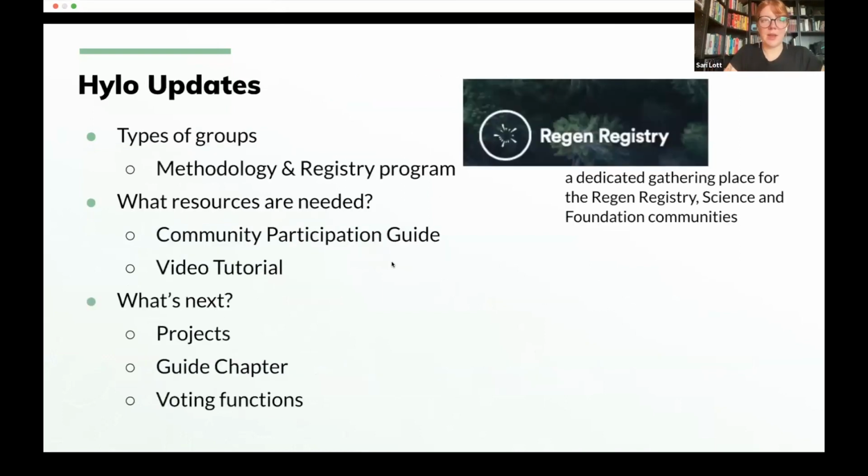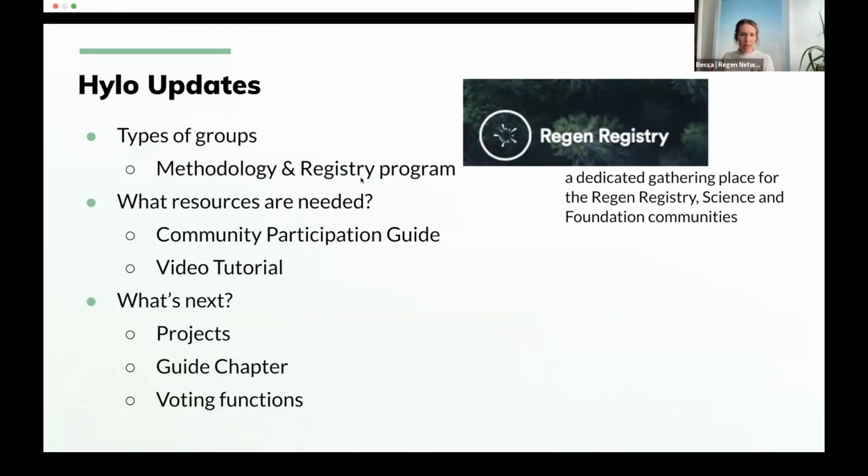Alrighty then. Hylo updates. Sweet. So got some things. We've been really intentionally working on what the space should be. So for anyone first joining, Hylo is a community collaboration platform that is stewarded by a group called Terran. They're really building it out in the spirit of pro-social, and we're using it for Regen Registry as a dedicated gathering space to connect with the Regen team in a more public, open way, not as siloed in emails, and to connect the community more naturally and organically.